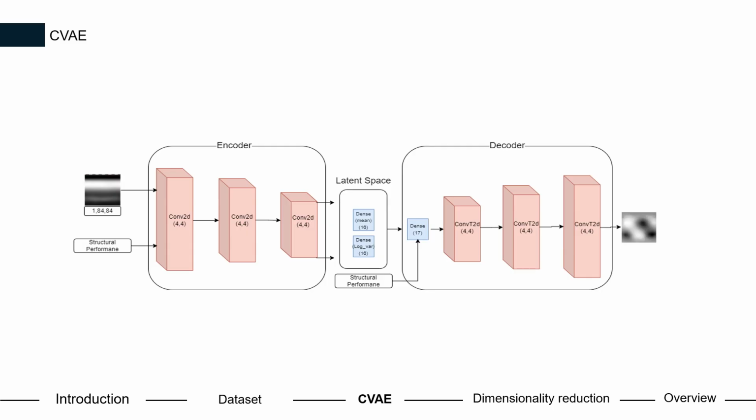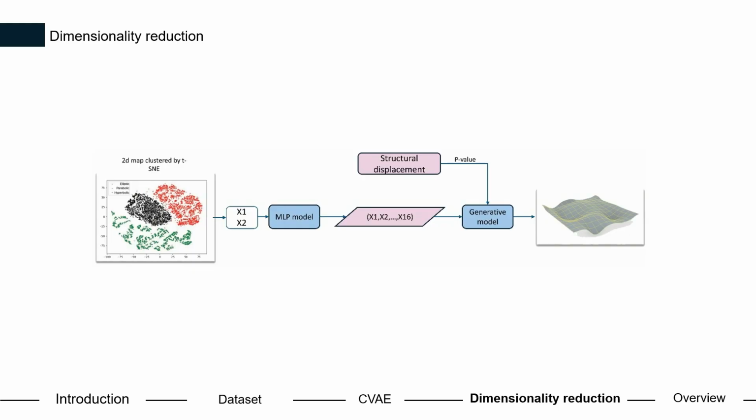Even 16 latent dimensions are difficult to interpret, so we applied t-SNE to reduce them into a 2D space for intuitive navigation. The challenge with t-SNE is that it's not reversible, so we trained a deep neural network to map from the 2D embedding back into the latent space. This means that designers can not only visualize the design space but also click on the map and regenerate the corresponding shell geometry with structural conditioning included.